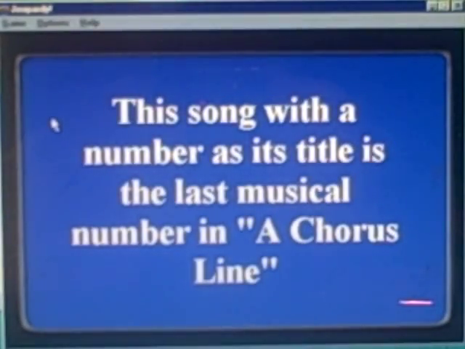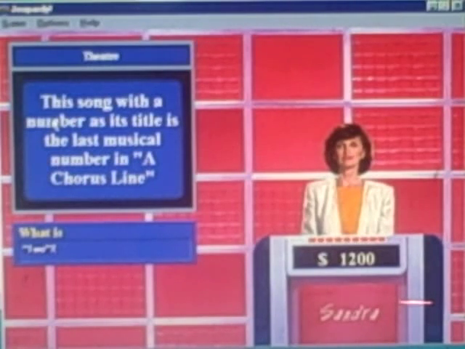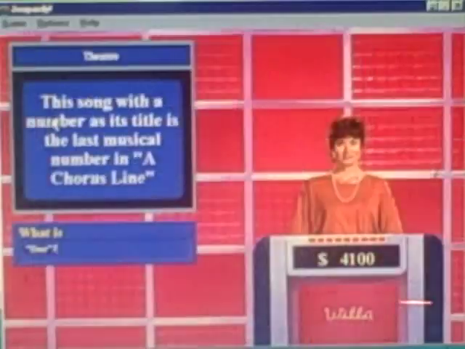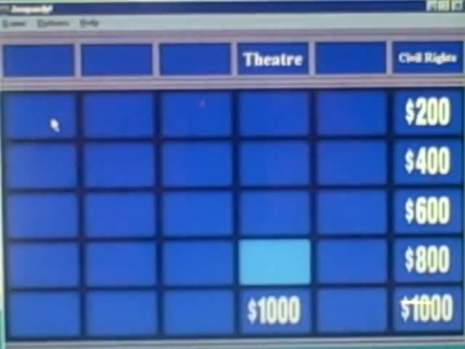This song with a number as its title is the last musical number in A Chorus Line. Contestant number 3. What is 2? No. Sorry. Contestant number 2. What is 1? You are correct.